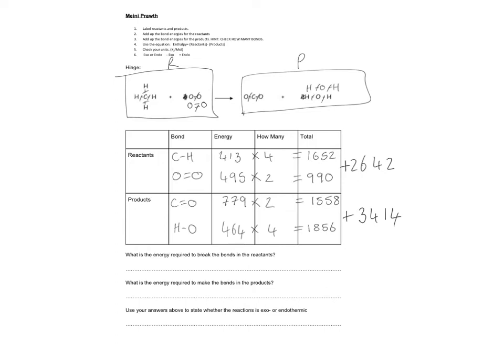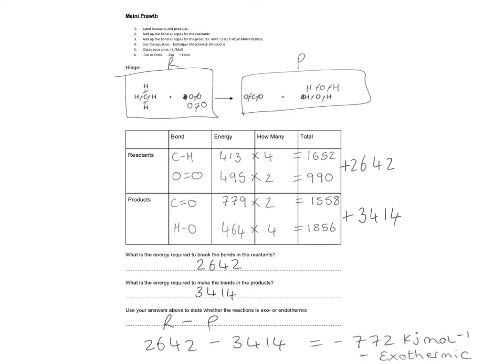Okay, so in the reactants, 2642, in the products, 3414. Remember the equation is reactants, take away products, so we're going to do 2642, take away 3414. Again, input that into your calculator, and that should give you minus 772. Again, check your units, it'll help you in the table. Kilojoules per mole, and then it's a negative value, so it's exothermic.